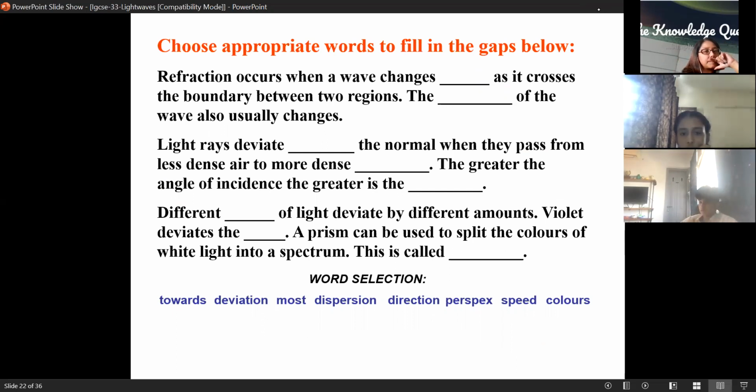Refraction occurs when a wave changes speed as it crosses the boundary between 2 regions. Next, Shamik, read the statement. The direction of the wave also usually changes. Next, Trisha.